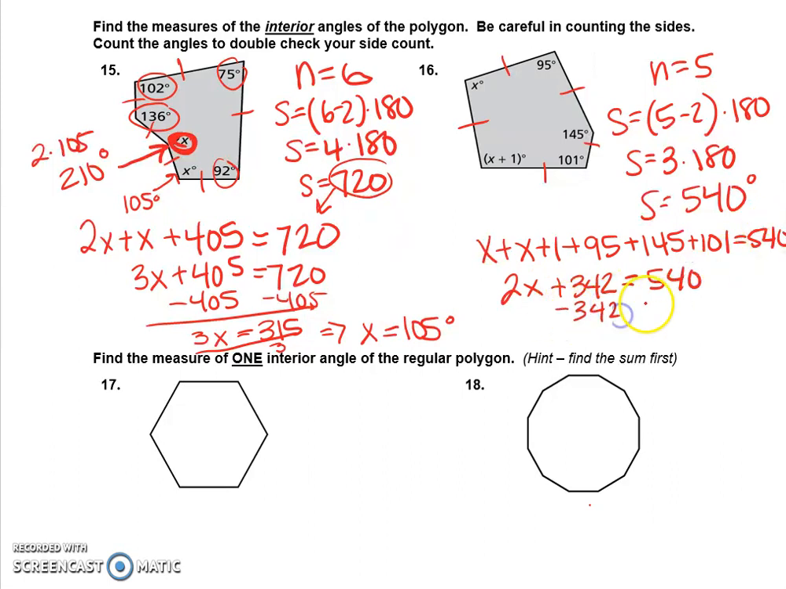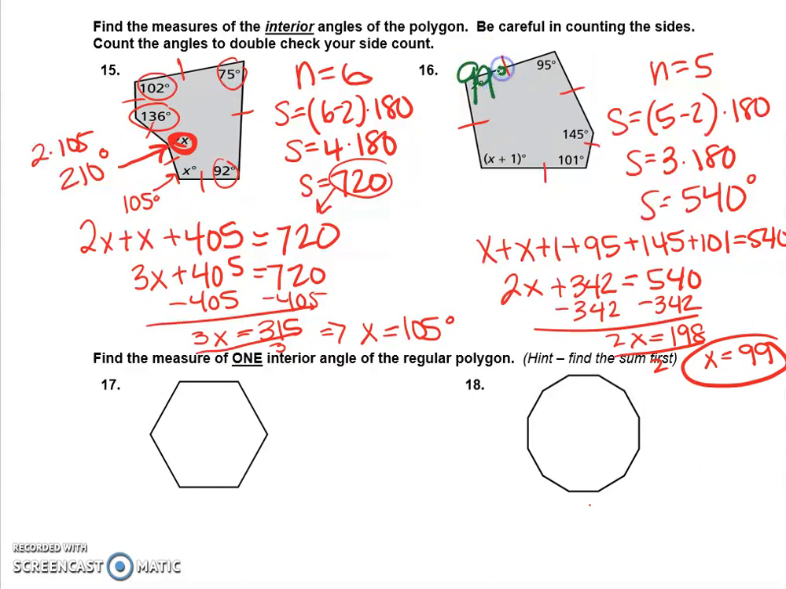If I subtract 342 from both sides, 2x is equal to 198. If you divide both sides by 2, x here is equal to 99. Remember, you are not done. You got to plug it back in. So this right here is 99 degrees because it's x. X plus 1 is 99 plus 1, which is 100 degrees. And then you are finished.